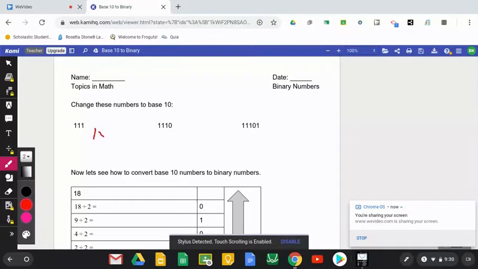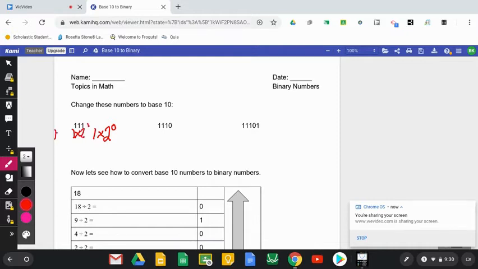So I got 1 times 2 to the 0. We always start at that. I got 1 times 2 to the first. We got 1 times 2 to the second. 2 to the second is 4, plus 2 to the first, 2, plus 2 to the 0, which is 1. So this is 7. Okay.